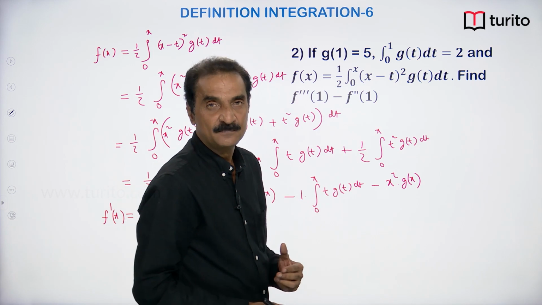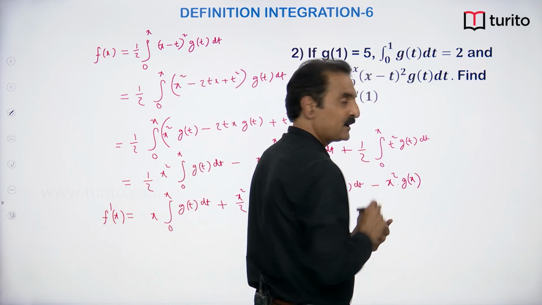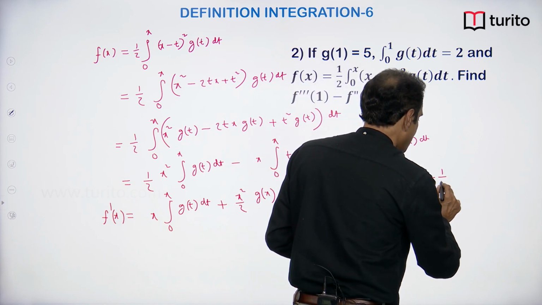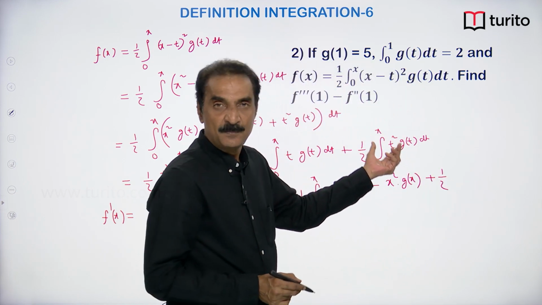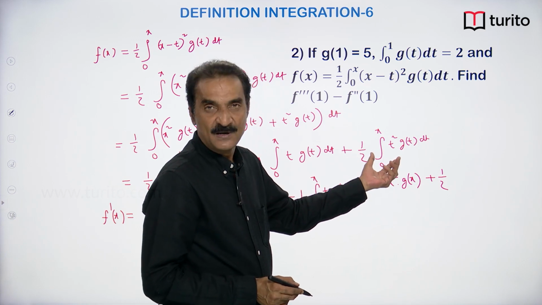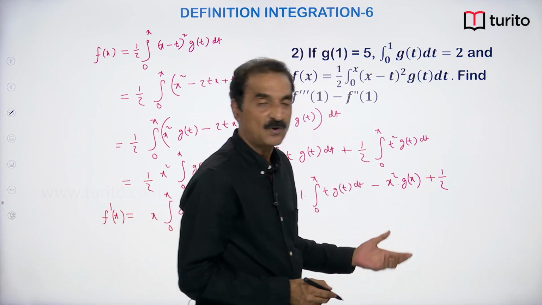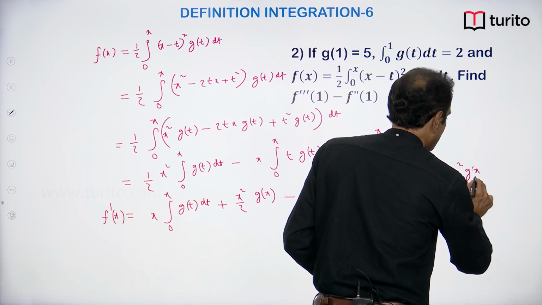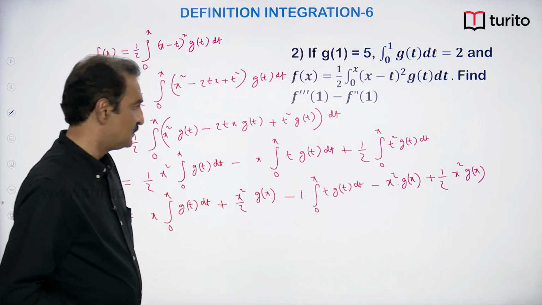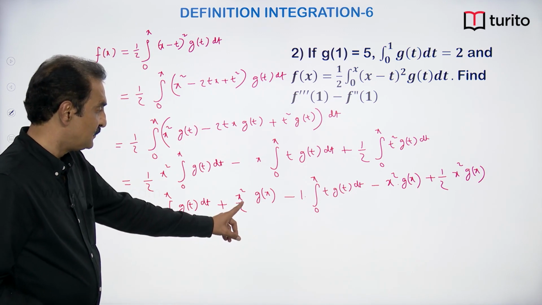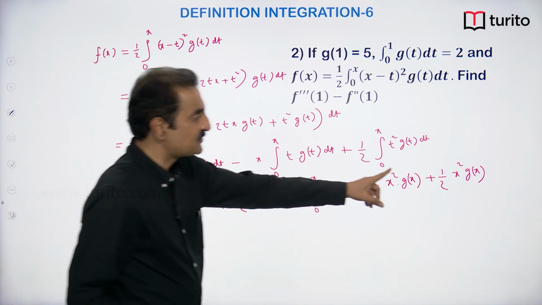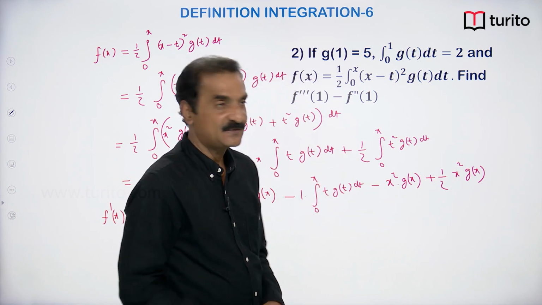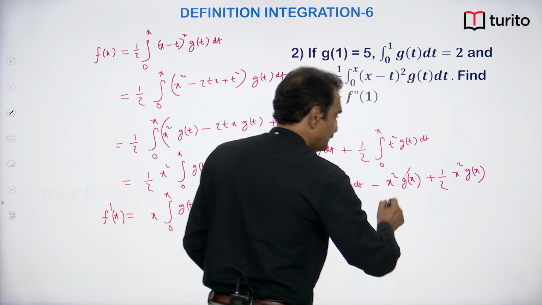Now coming to the third term, it is not a product, directly you can differentiate. It is plus 1 by 2 into, replace t by upper limit x, multiply by the derivative of x, 1. You will get x square g of x. Now observe, x square by 2 g of x plus x square by 2 g of x is x square g of x. Here we have minus x square g of x. So these three will cancel.